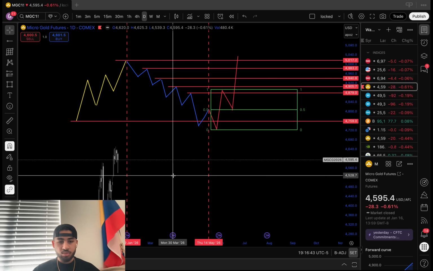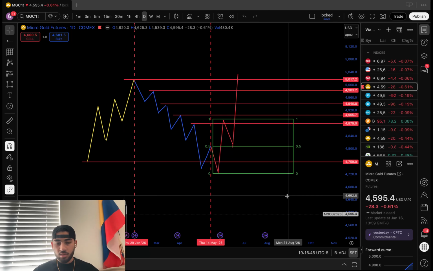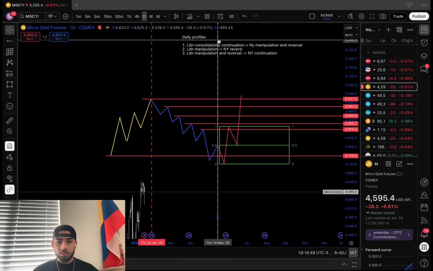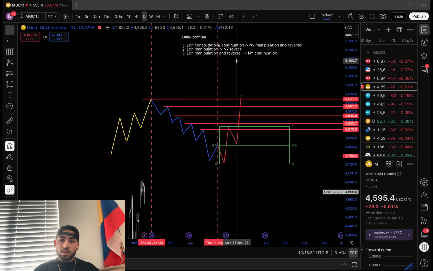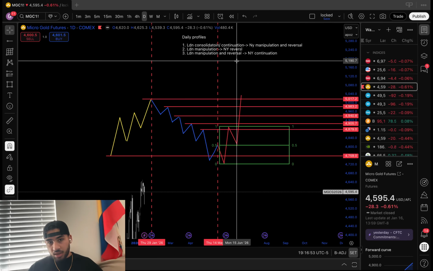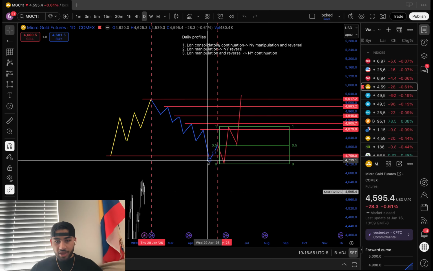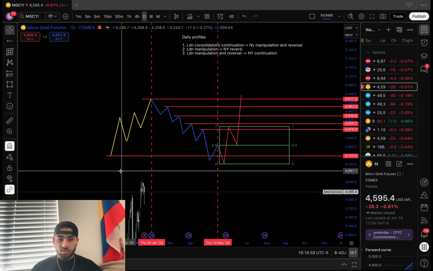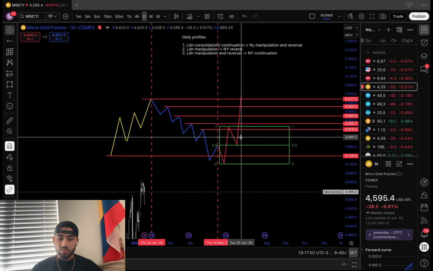I'll show the examples on the chart too. I'm going to show all three, and then I'll show all three on there. This would be London manipulation of Asia low. New York comes and reverses. So London manipulation to New York reversal.